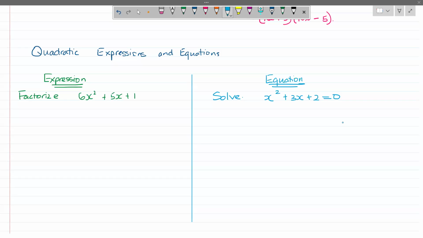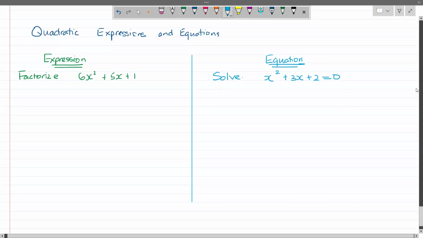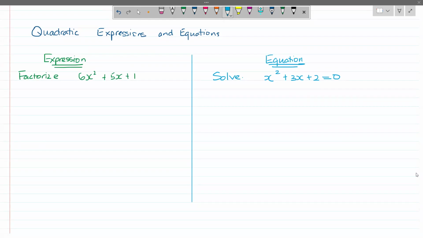Right, so we're going to look at quadratic expressions and quadratic equations. And I wrote both of them side by side so that you'd see the difference between quadratic expressions and quadratic equations. Because students sometimes confuse the two with good reason. They're very similar, but there are some subtle differences.